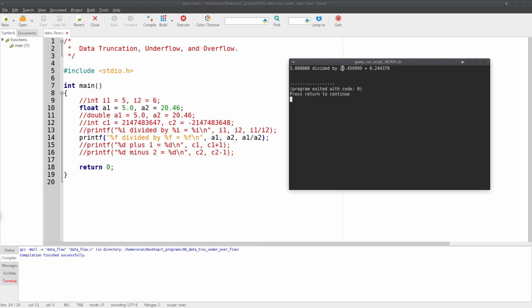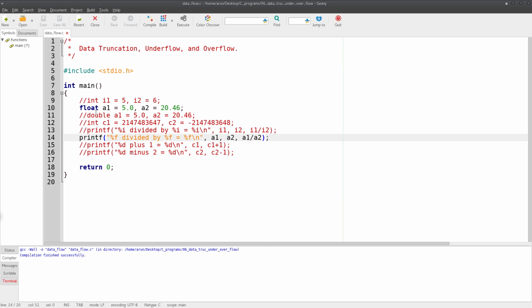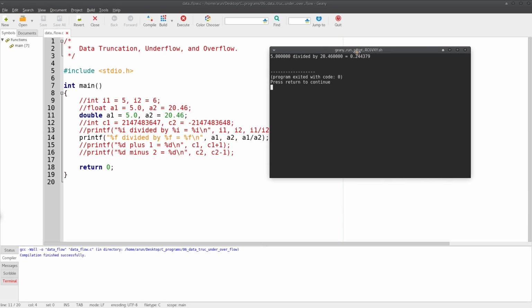Now, one workaround for this problem is to use a higher data type, maybe a data type that is more precise and can give more significant digits. So double could be a good way. If I compile, build and execute this, now if you look at the result, 5 turns out to be fine, and 20.46 now comes perfectly.